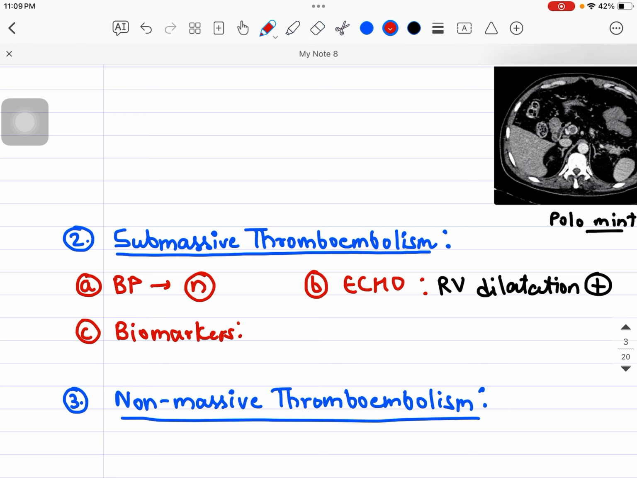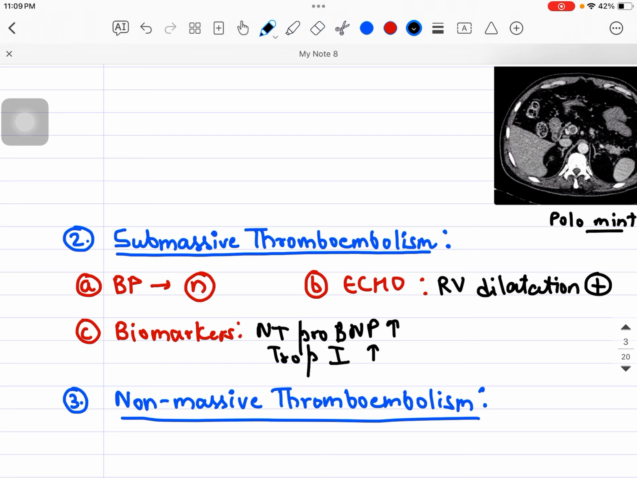Pro-BNP or Troponin-I in this case can also be positive. So pro-BNP and Troponin-I might be elevated in these cases also. Only if the BP is normal, then it is the submassive thromboembolism. If the BP is also unstable, that is, on the lower side, then it is the massive thromboembolism, right. And obviously you shall go for the CT pulmonary angiography.